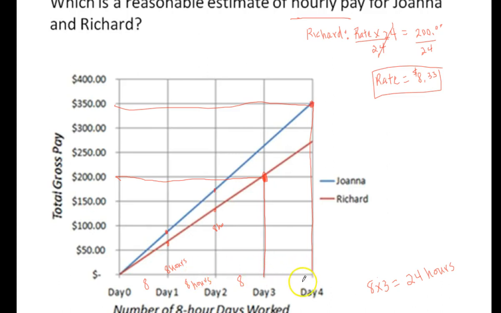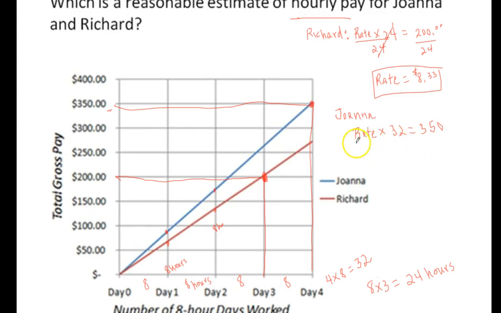So how many hours is 4 days? Well, 8 hours, 8 hours, 8 hours, 8 hours. 4 days at 8 hours apiece is 32 hours. Okay, so when we talk about Joanna, we know that her rate, whatever that might be, times 32 hours is this pay. For 32 hours, she was paid $350. And we can solve this.